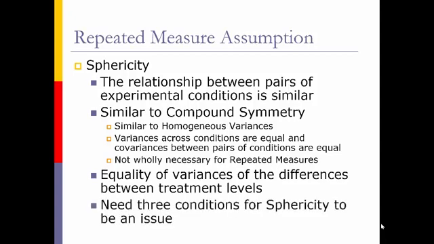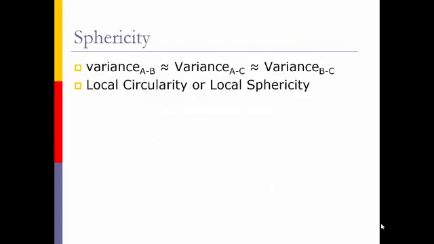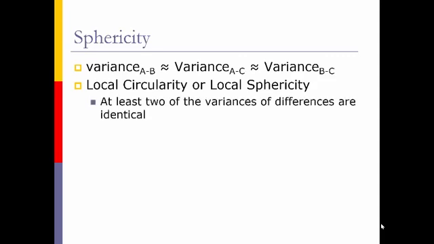We need three conditions for it to be a problem. So if it's a problem, we're going to have variance A and B, variance A and C, and variance B and C fairly equal to each other. So that means we have local circularity, two of those are identical. But for sphericity in general, all three of those things have to happen. All three of those have to be equal. So we're probably not going to run into sphericity very often.